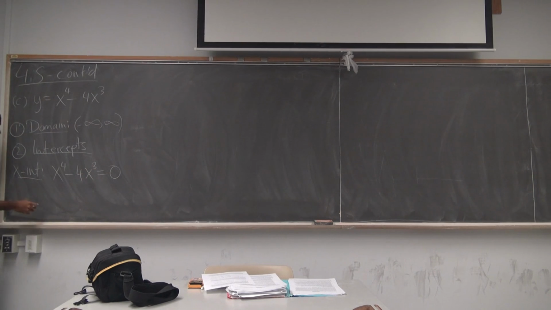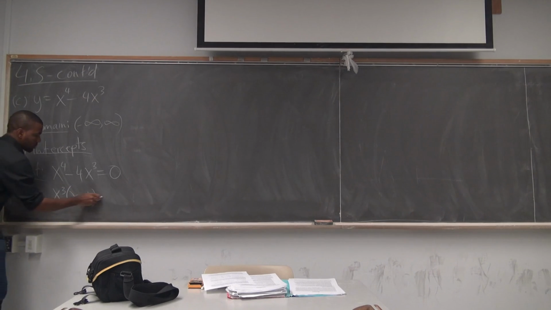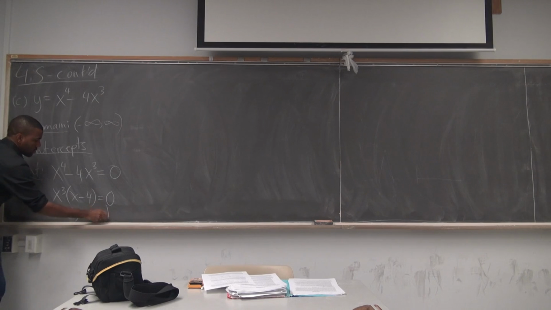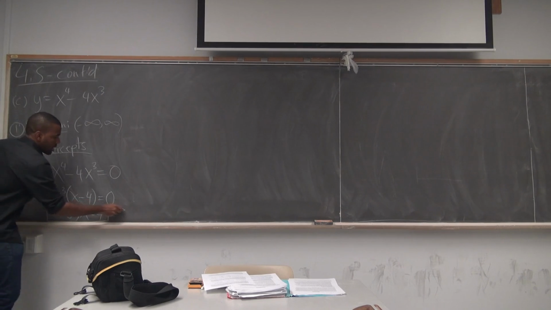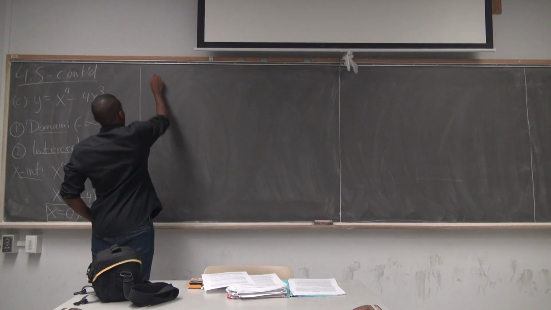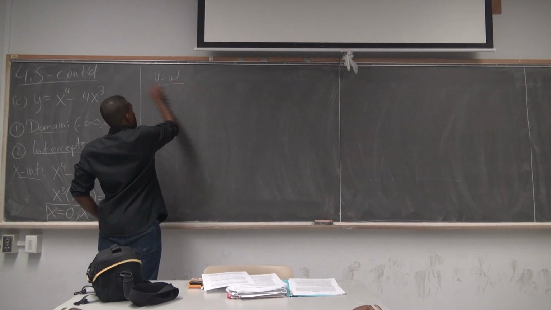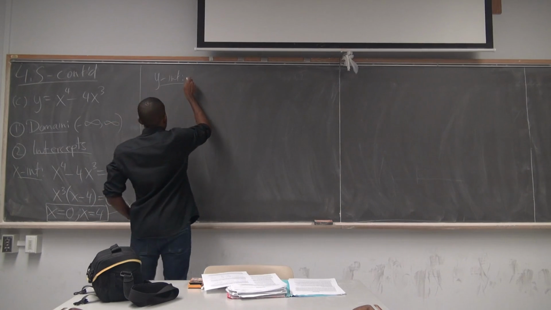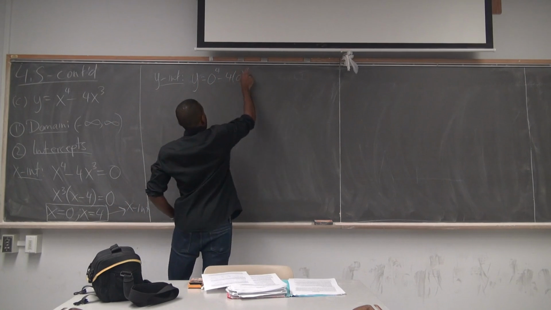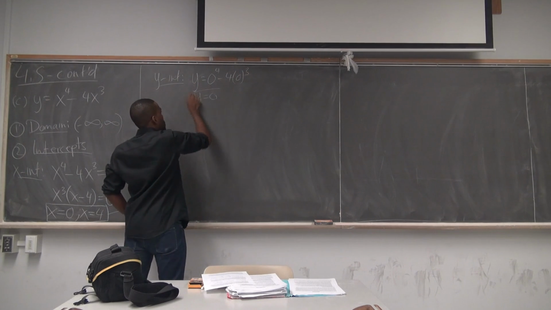Factor. Factor what? x to the third, x minus 4. Then set each factor equal to 0. Right, so x equals 0 and x equals 4. Those guys are my x-intercepts. Y-intercept: set x equals 0. So I get y equals 0 is my y-intercept.